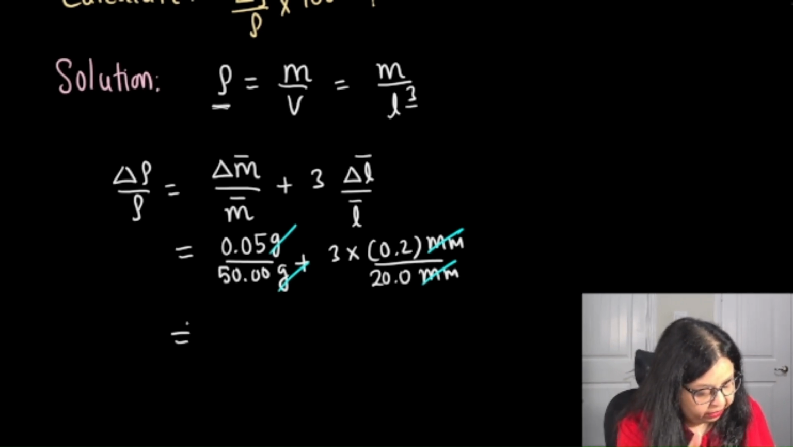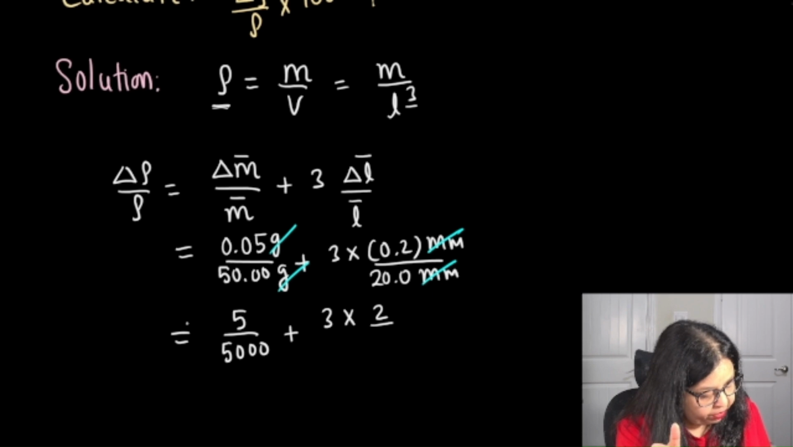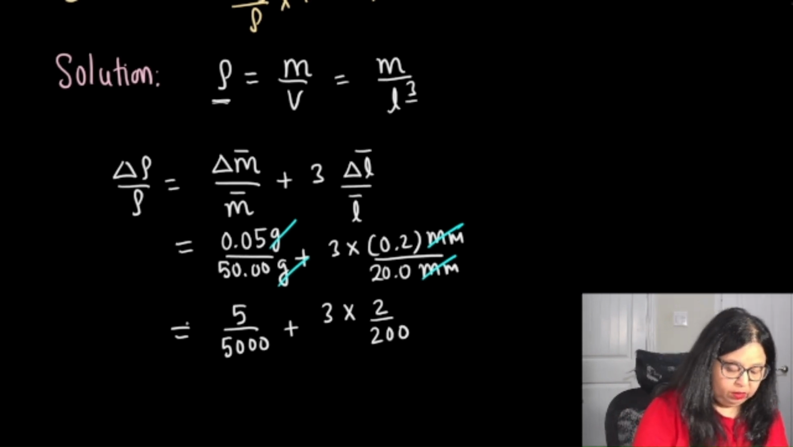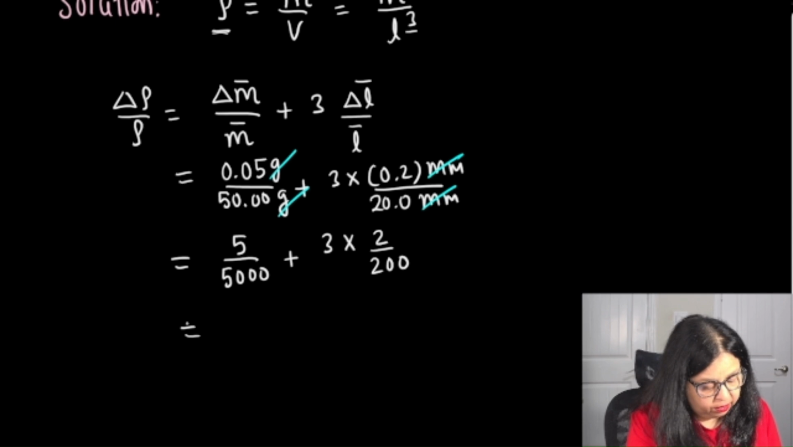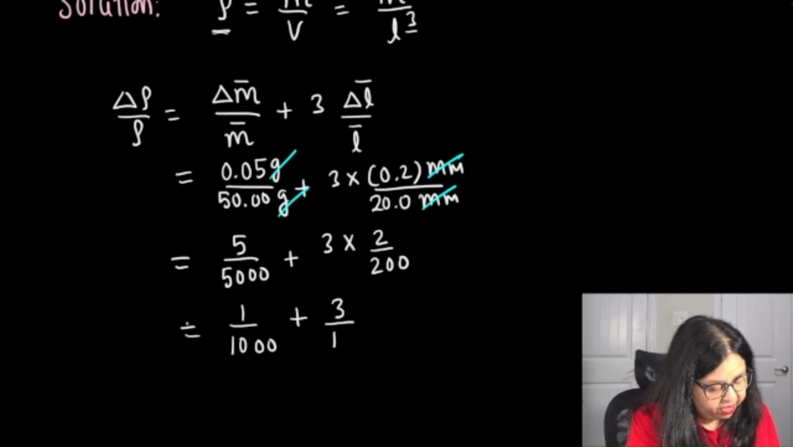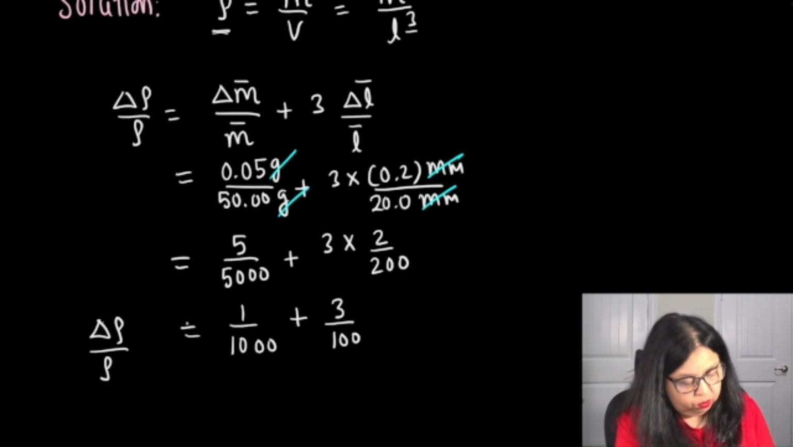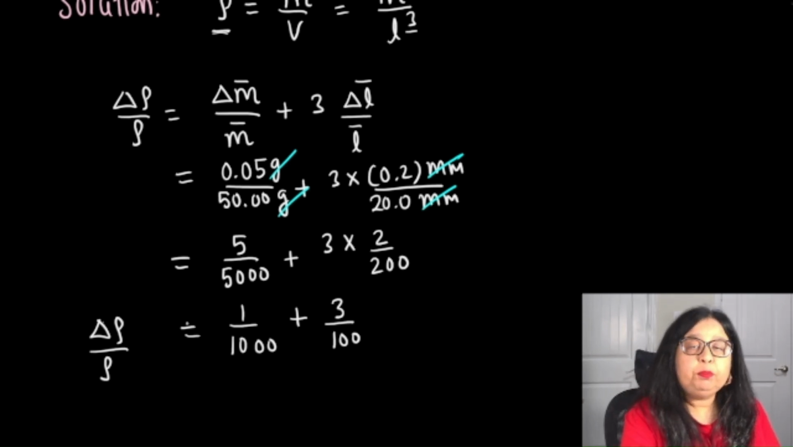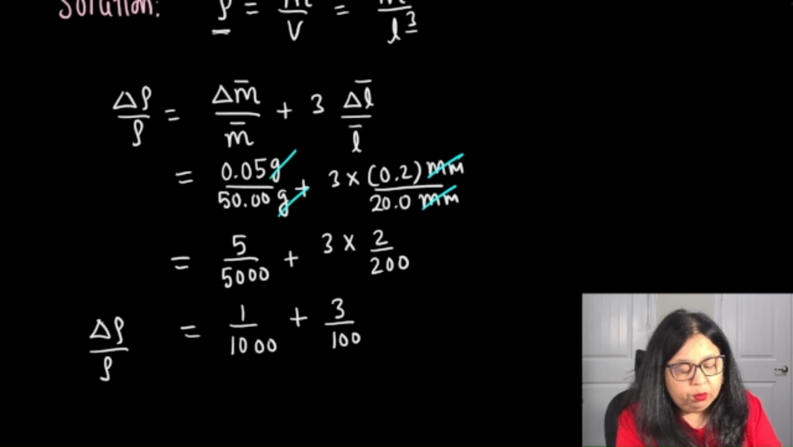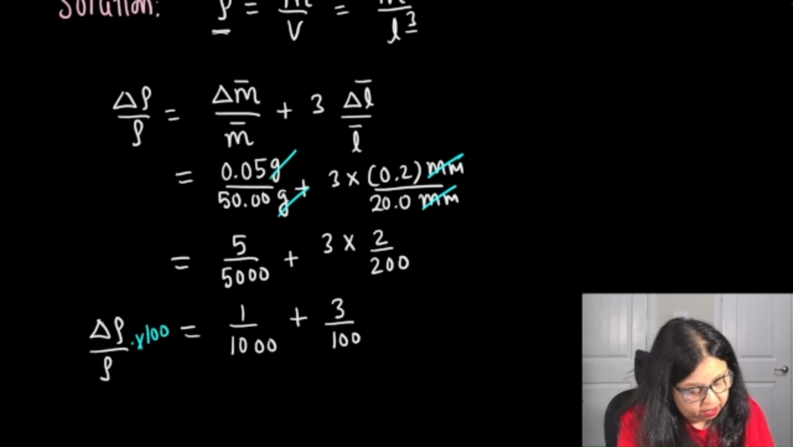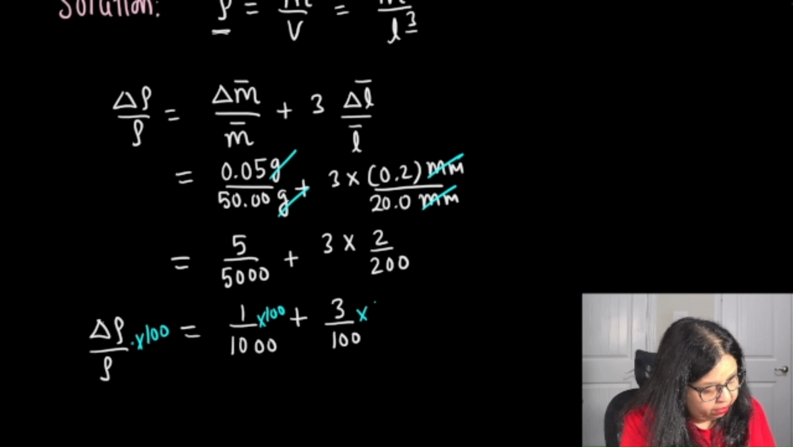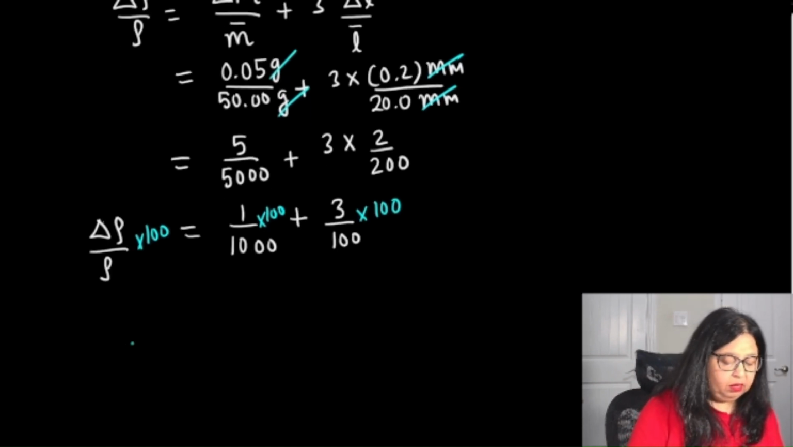And when I cancel out the decimal, the first term becomes 5 divided by 5,000 and the second term is 3 times 2 divided by 200. Alright, carrying this forward, first term becomes 1 over 1,000 and the second term becomes 3 divided by 100. And this is equal to delta rho over rho. We are interested in the percentage error. So we might as well just go ahead and multiply it by 100. That means each term multiplies 100.